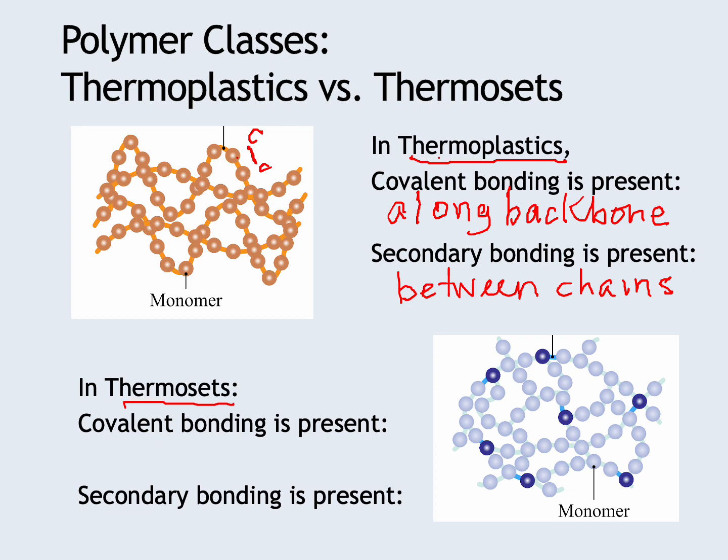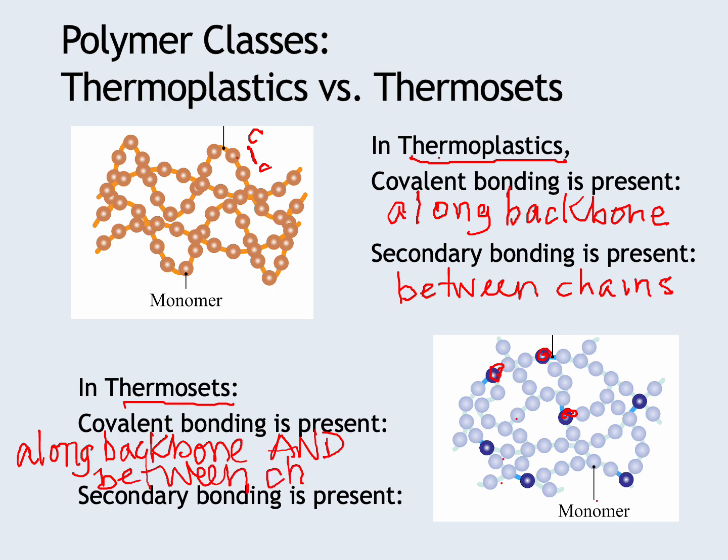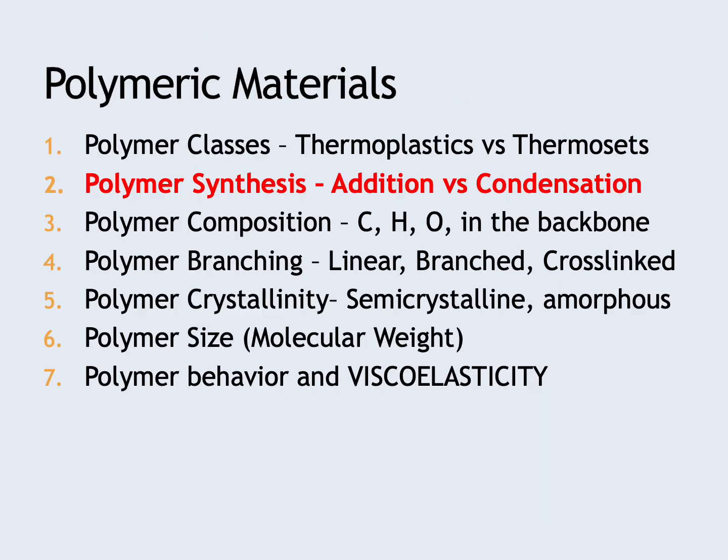A thermoset has the same idea where there's covalent bonds along the chains, but then there's also covalent bonds between the chains. That's what this is showing here. These are covalent bonds that attach one chain to another. So covalent bonding is present along the chain or the backbone, and between. And secondary bonding might be present, but it really is inconsequential because there's covalent bonding in the same places, and that's going to merely dominate behavior. All right, so those are the two different classes.